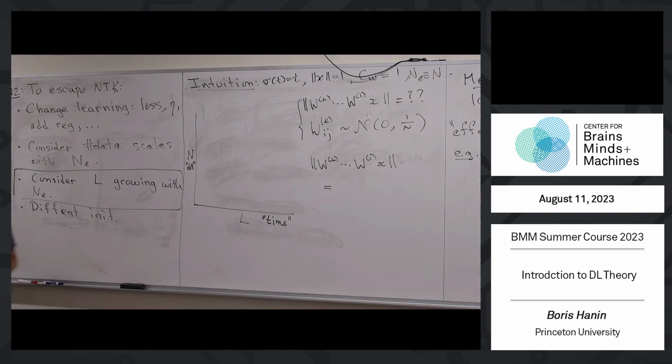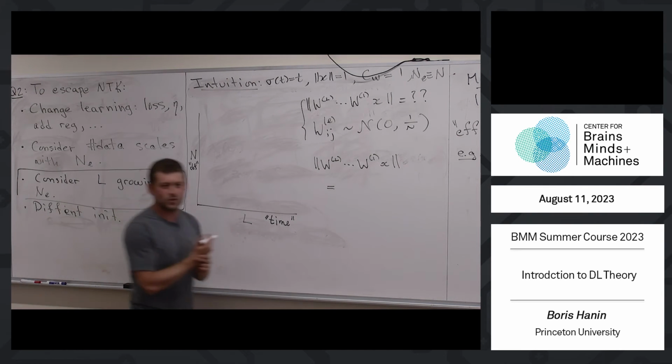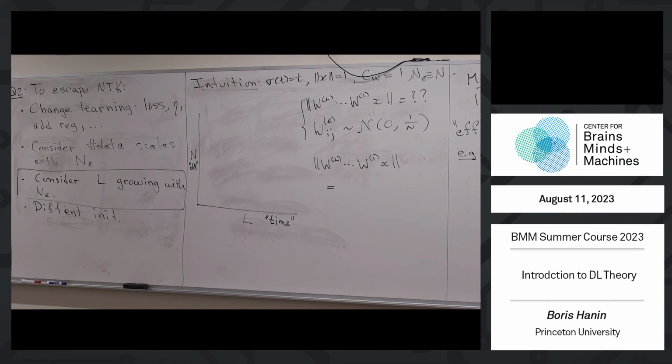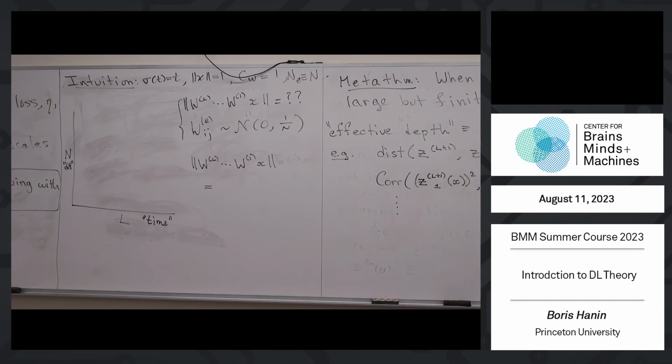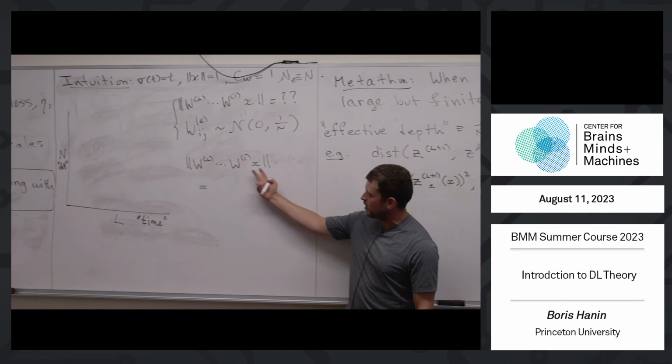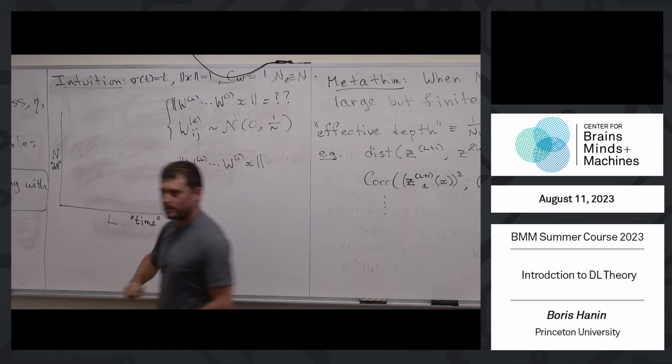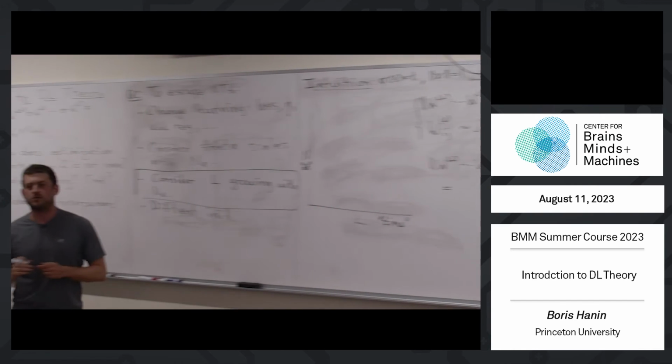OK, what should I do? Any suggestions from the peanut gallery, so to speak? Probably Surya knows all the tricks, so I won't ask him. But if you had to understand the distribution of this random variable, fixed input, product of Gaussian random matrices, norm, what do you do?